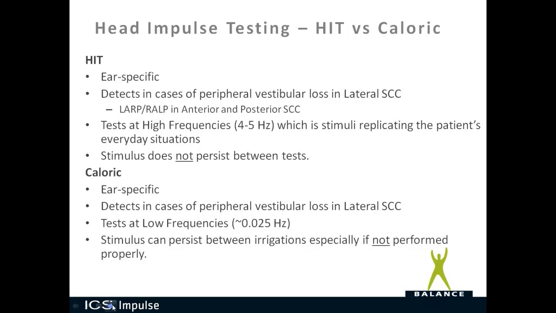The other advantage to head impulse testing is the stimulus doesn't persist between tests. So you can do a leftward head impulse, and then a rightward head impulse, and then you can do a whole other test session, and there are no persisting effects from the last test session. Whereas calorics, if done properly, you should wait 3 to 5 minutes between each temperature and between the ears. If you do not wait, then the temperature effect still remains, and therefore the stimulus can persist between irrigations.